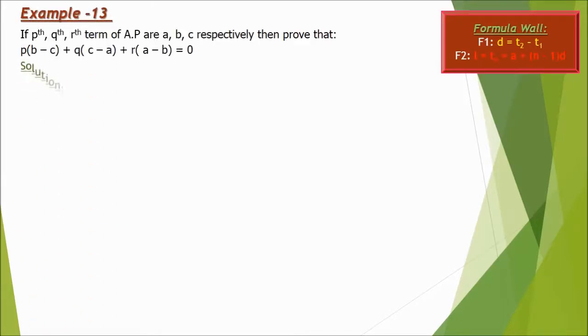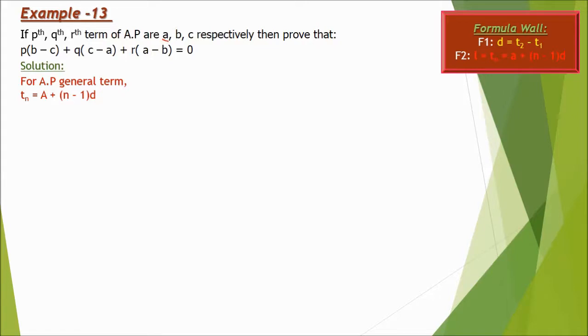Example 13. You can see the question is a different type of question. Let's see the different type of question.